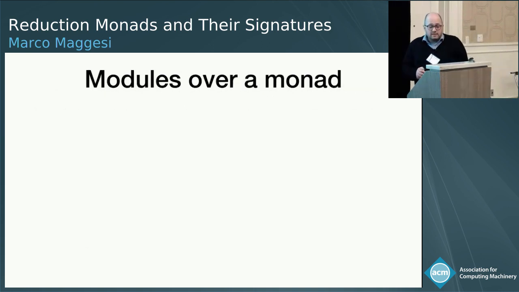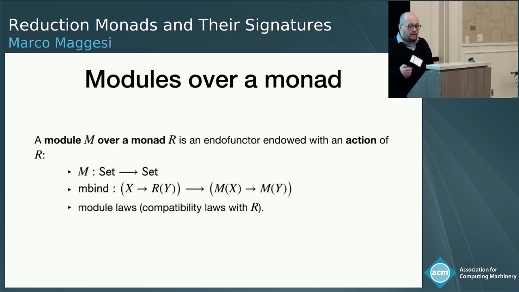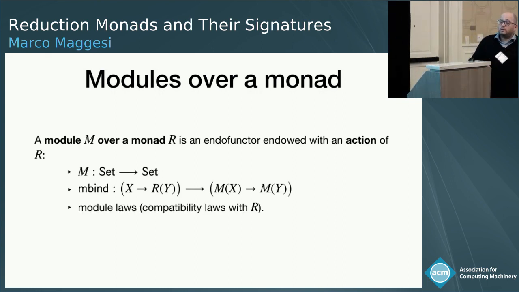So this is not enough. We have some notions of substitution that do not come from a monad directly. And that's why we need modules over monads. So what is a module? A module over a monad R is an endofunctor endowed with an action of the monad R.